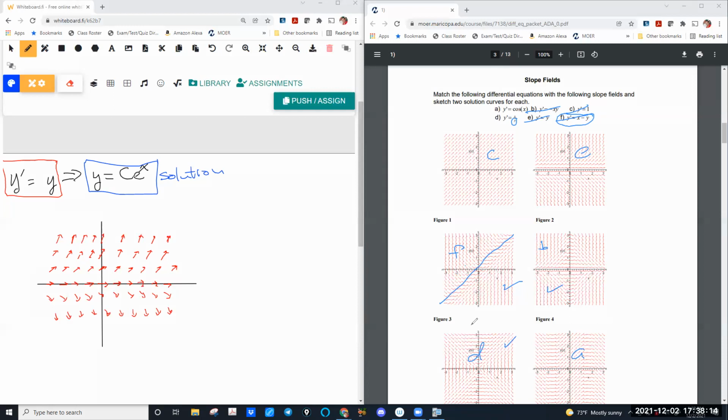You'll get more practice with slope fields in the homework, and some time to work on them. And again, the biggest thing is to look at particular points and see which ones make sense with the differential equation. So the things I look at are, where is it horizontal, vertical, where is it positive, where is it negative? Okay. Any questions about this matching question?